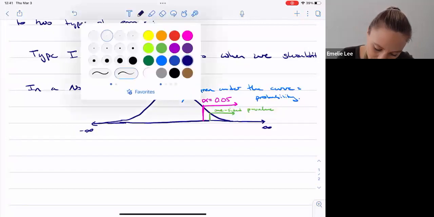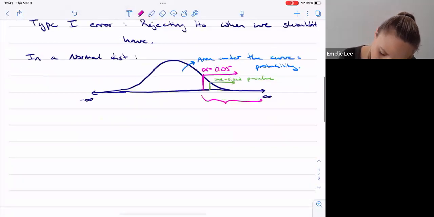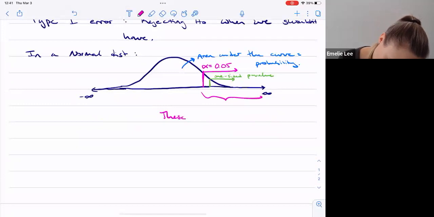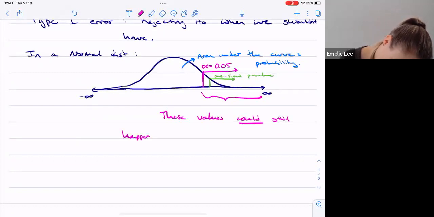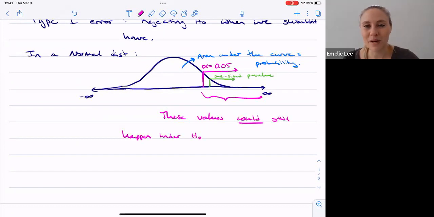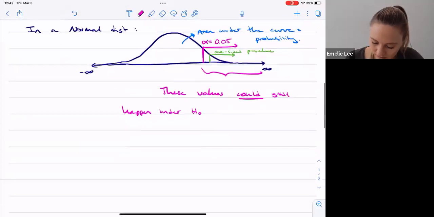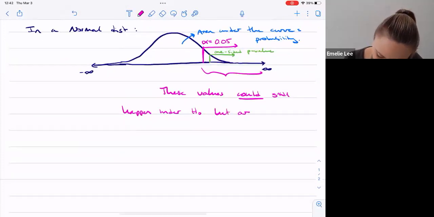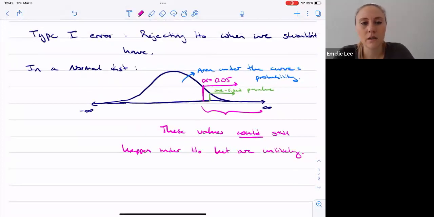So notice here, these values could still happen under H0, but are unlikely, right? But are unlikely. Okay. So that alpha level is really going to be the probability of making a type 1 error, right?